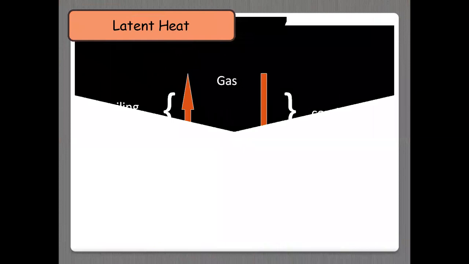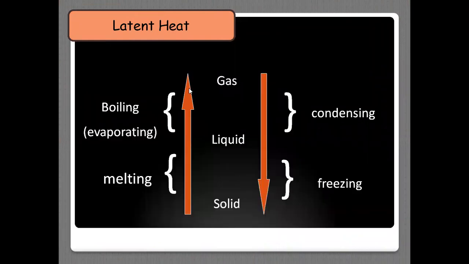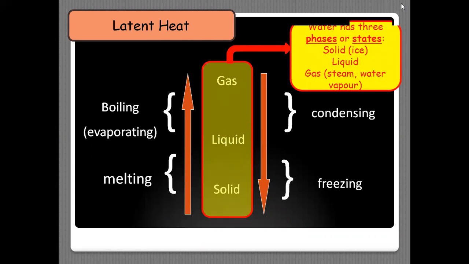So what is latent heat? I'll start explaining latent heat through the stages of change of matter. The stages from gas to liquid is condensation, liquid to solid is freezing, solid to liquid is melting, and liquid to gas is boiling. Water has 3 phases or states: solid, which is ice, liquid, and gas, steam or water vapor.